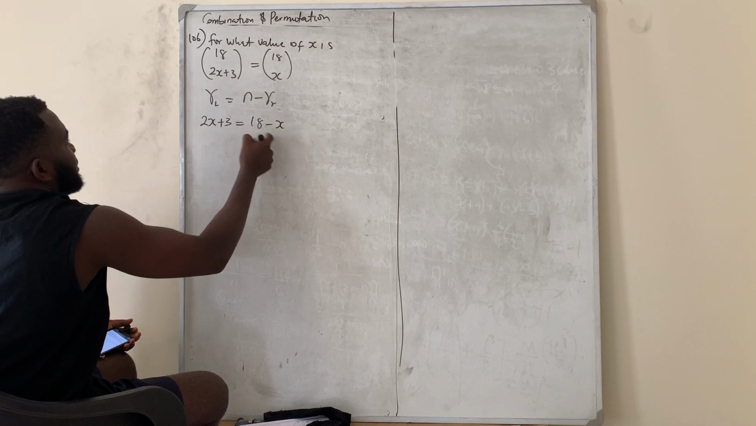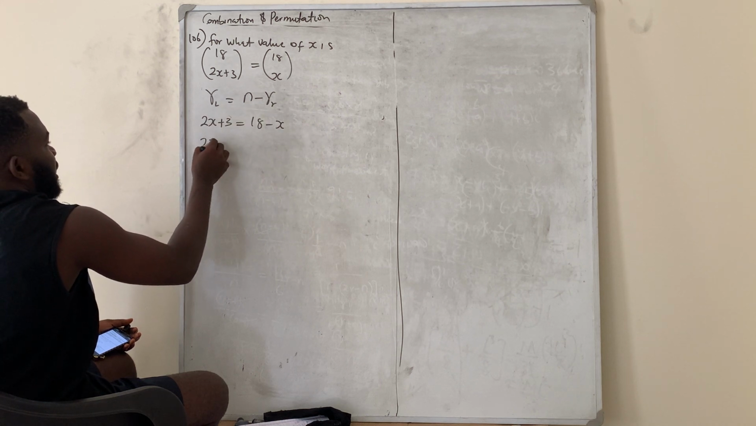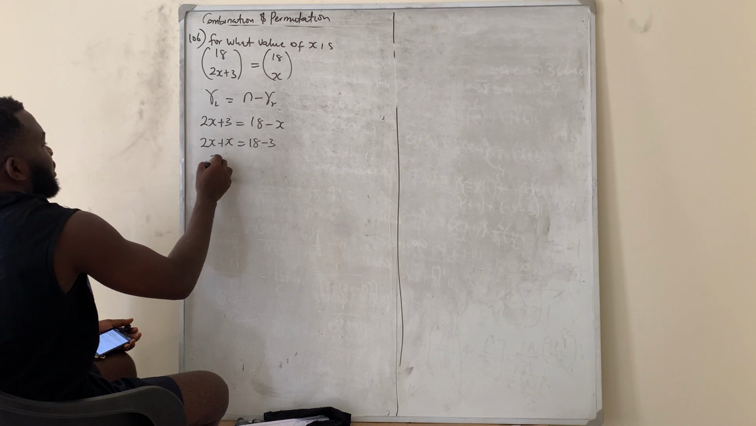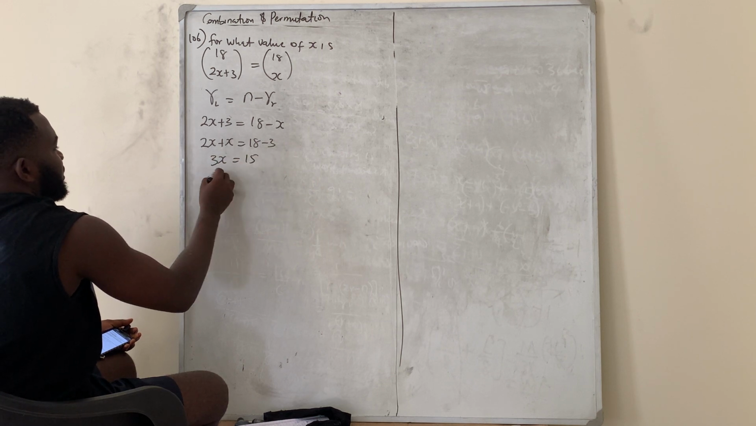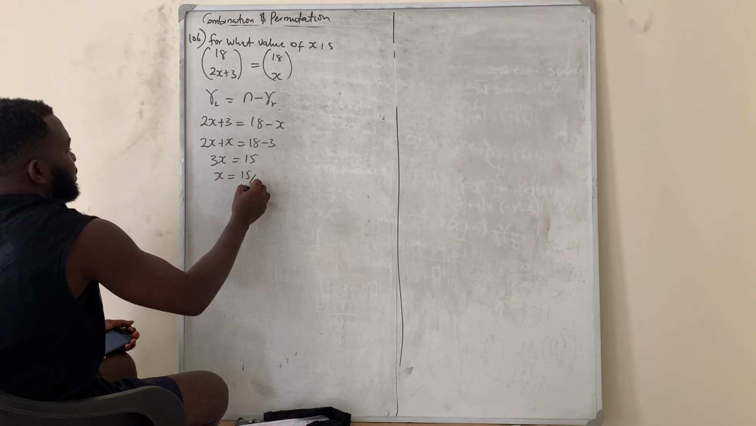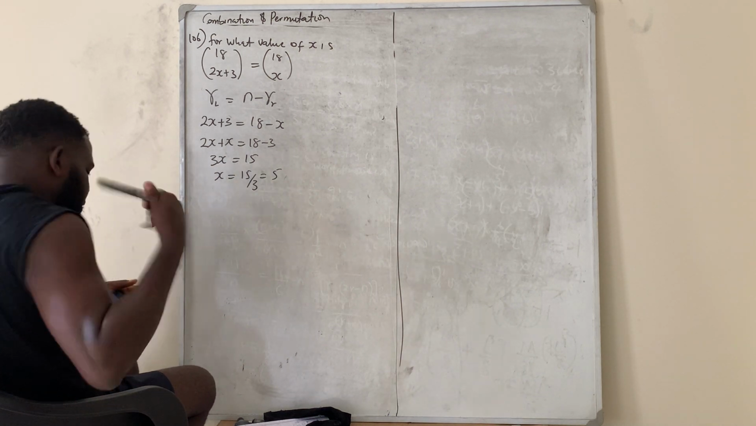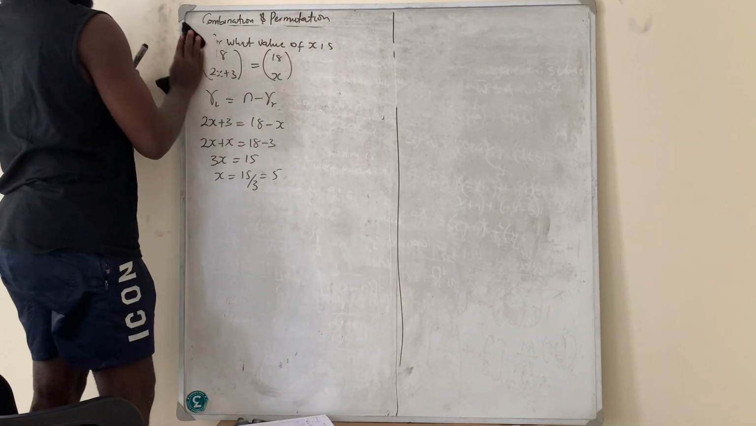18 minus x. So collect terms to have 2x plus x is equal to 18 minus 3. So 3x is equal to what? 15. So x will now be 15 divided by 3, which is 5. So that is that. We move to the next question.